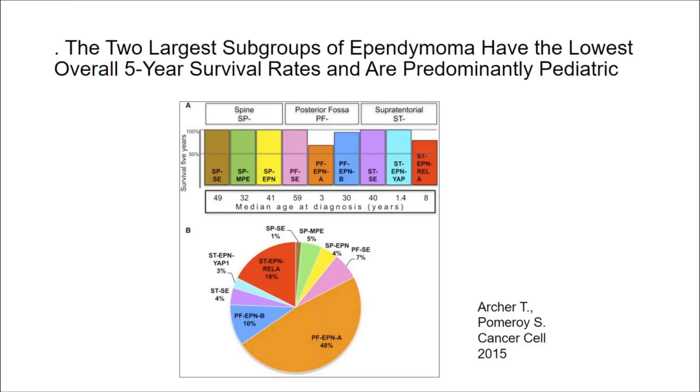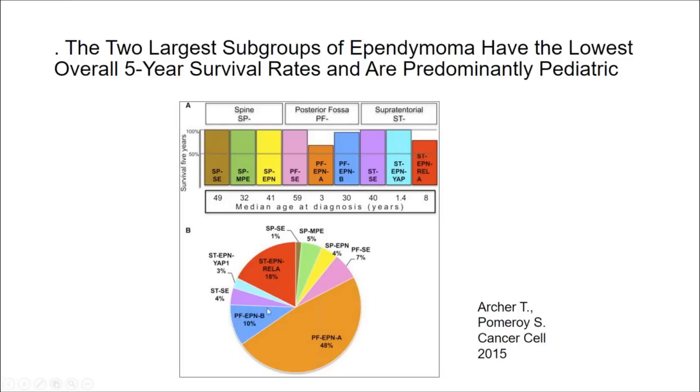But there are 2 groups here that really capture attention, which is this posterior fossa type A, I showed you one of those cases, and a supratentorial ependymoma with RELA fusion that I just showed you. So these tumors you can see here really show a drop in 5-year survival. So these are the 2 molecular categories that drive essentially most of the mortality for ependymal tumors. That's why it's very important to recognize them. Unfortunately, they are very common.